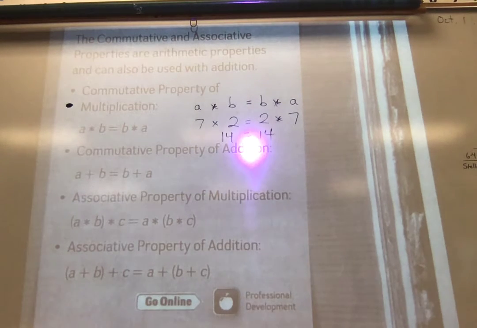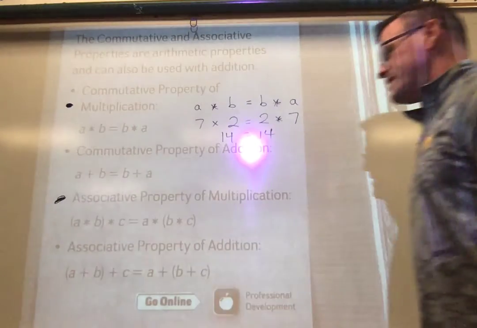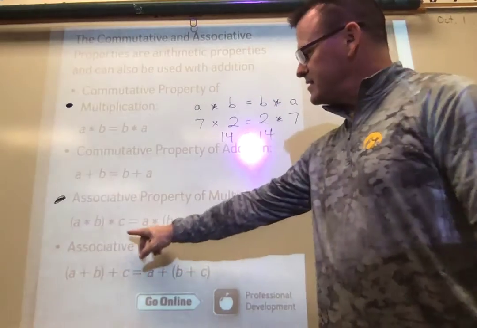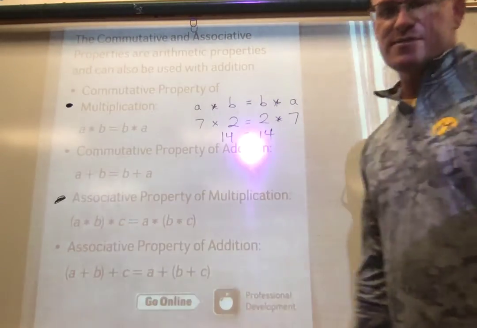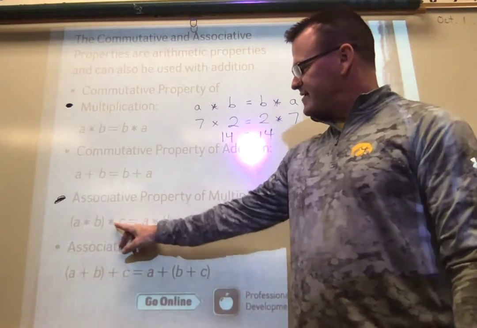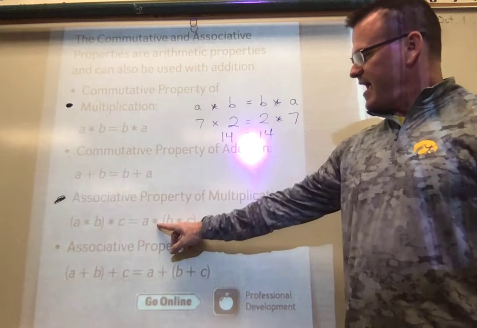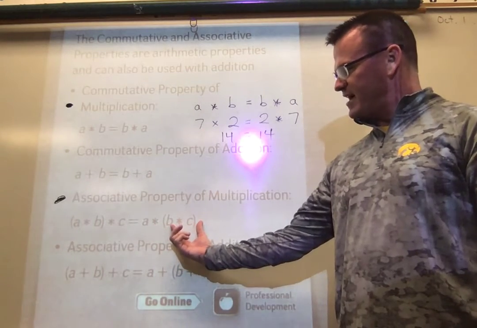Okay. The other one that we want to talk about is the associative property of multiplication here. And in this case, it's got some parentheses in here. A times B, it wants us to do first, whatever's in parentheses we do first. Then we take that times C, and that equals the same thing as A times, and this time we're going to group B times C and multiply it first.